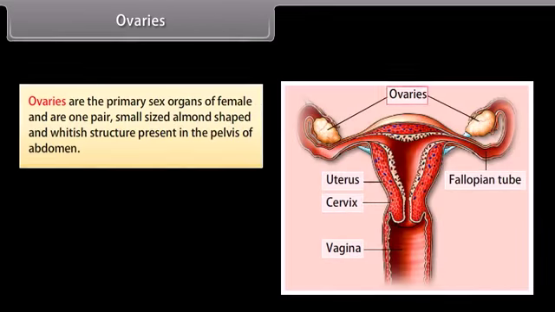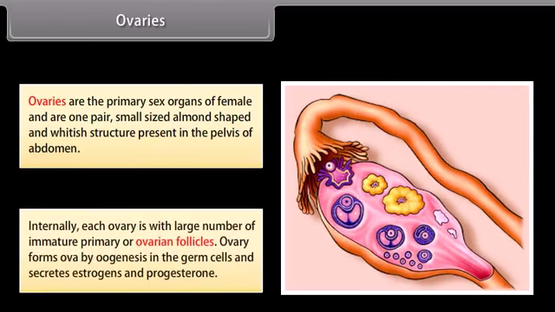Ovaries. Ovaries are the primary sex organs of the female and are one pair of small, almond-shaped, whitish structures present in the pelvis of the abdomen. Internally, each ovary contains a large number of immature primary or ovarian follicles. The ovary forms ova by oogenesis in the germ cells and secretes estrogens and progesterone.